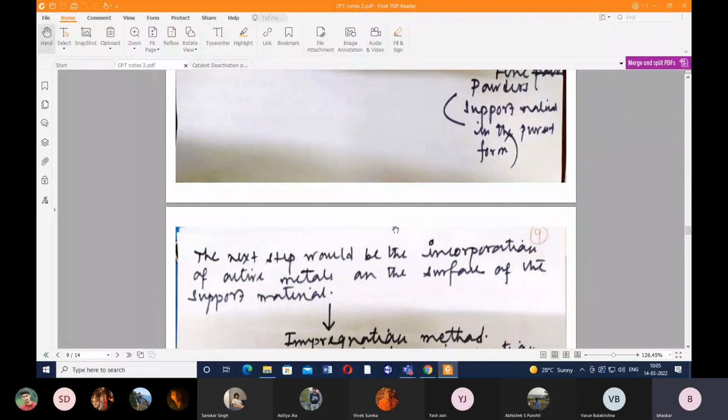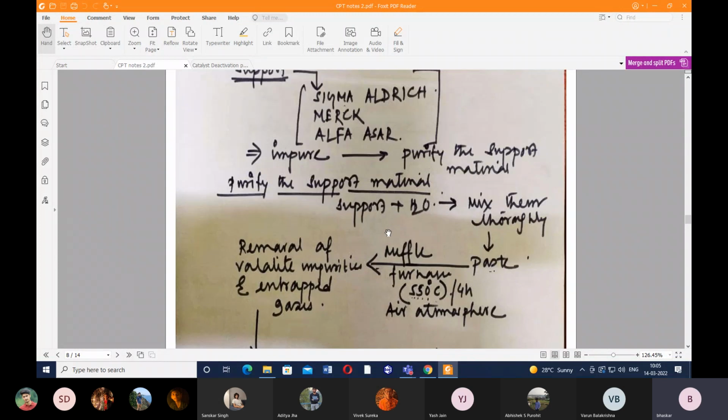So in the last class, I was talking about the synthesis of a composite catalyst. A composite catalyst has two parts. The first part is the active metal part and the second part is the support part. In the last class, I talked about how one can pre-treat the support, since we're not going to prepare the supports in our lab.